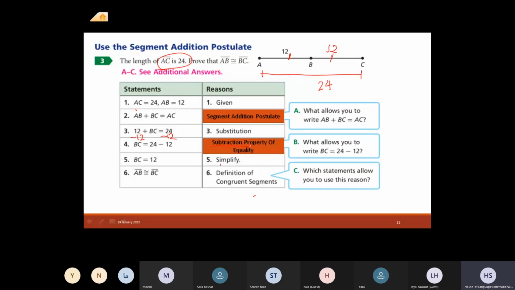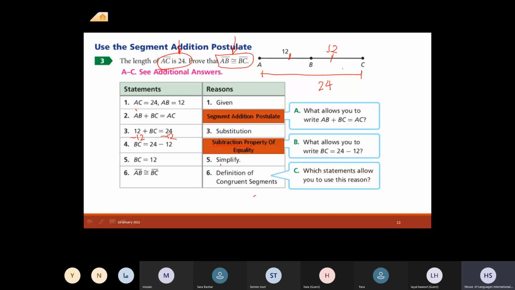When I found now that BC is 12, and I look at AB and BC, do they have the same length? Yes. If they have the same length, are they congruent? Yes. So I will conclude now, I will prove now that, I must start with the given and end at the proof. So I start from AC, write steps to stop at AB congruent to BC. That's what your teacher wants. Since they are equal, they are congruent.